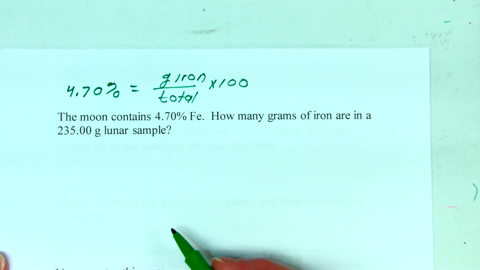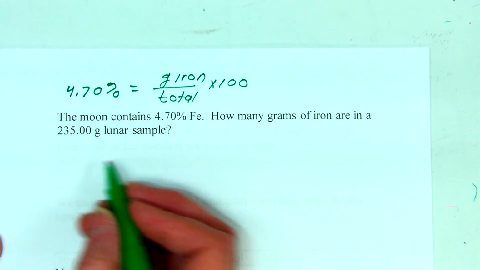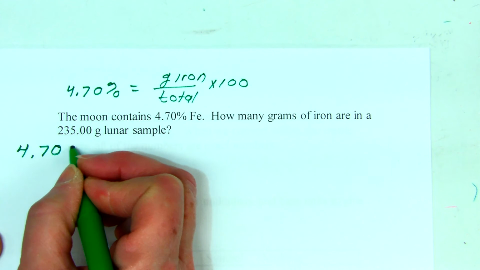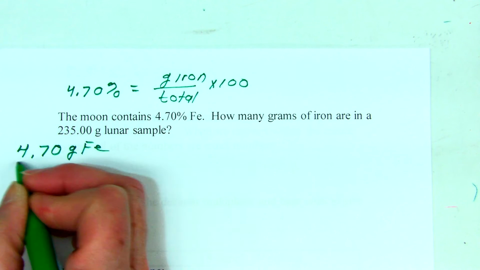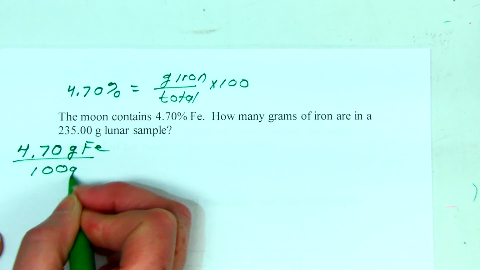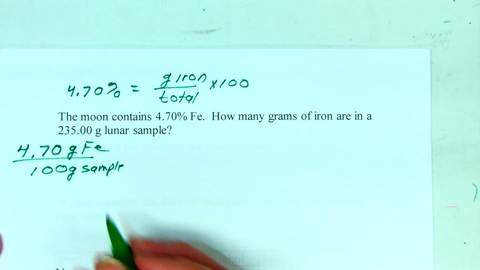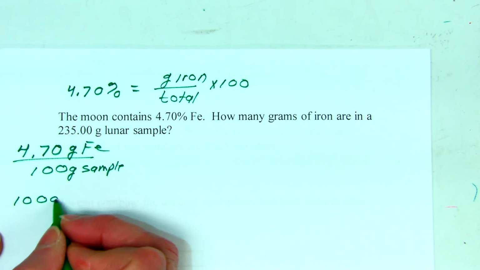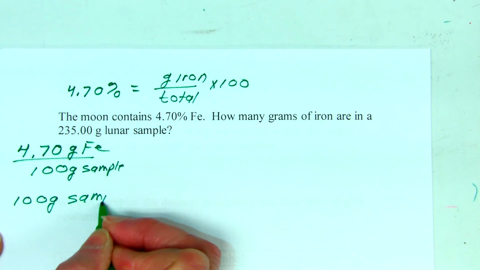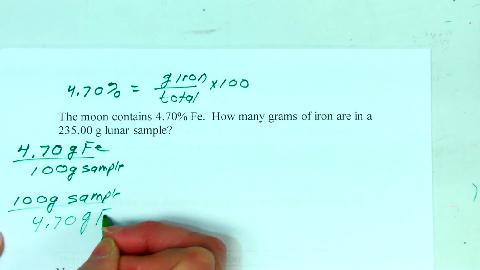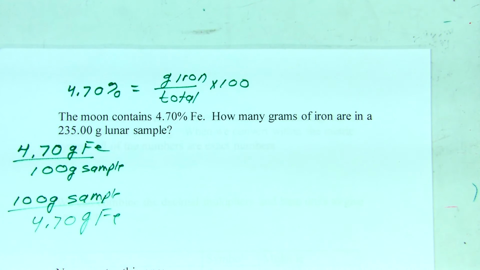I think the easiest way to do these is using it as a conversion factor. 4.70 grams of iron per 100 grams of sample. I could also turn this upside down and say, well, there's 100 grams of sample per 4.70 grams of iron. And now I have to decide which one I want.